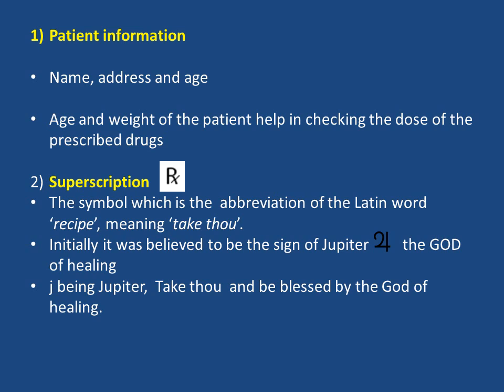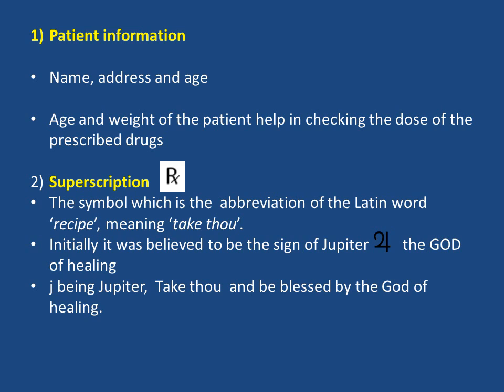The first part of the prescription is patient information. It contains the name, address, and age of the patient so as to avoid wrong delivery of medication to any other patient. Age and weight of the patient help in checking the dose of the prescribed drug, especially in the case of pediatric and geriatric patients.